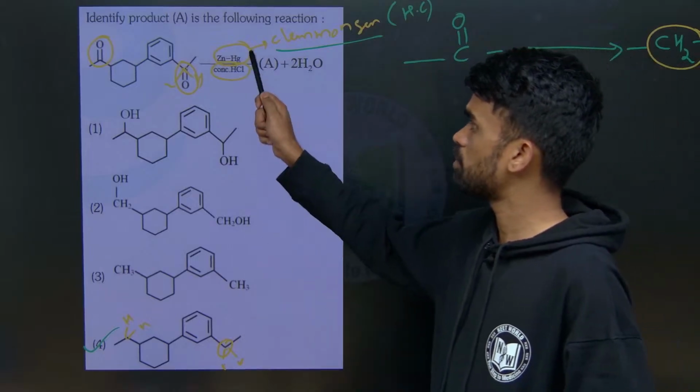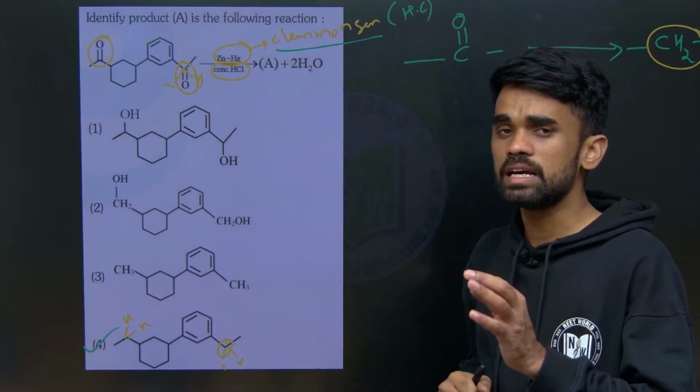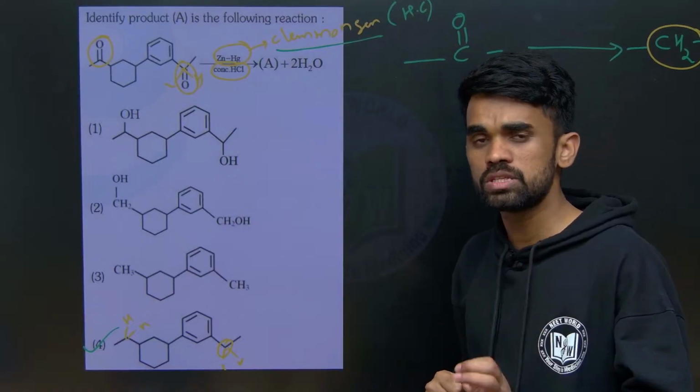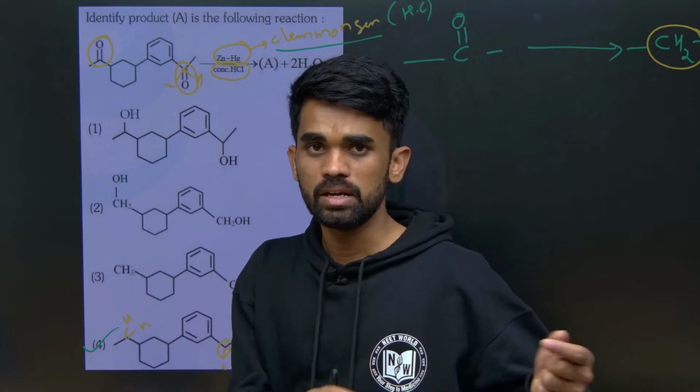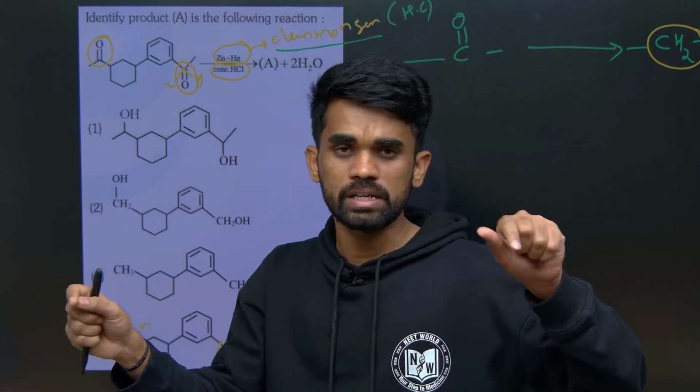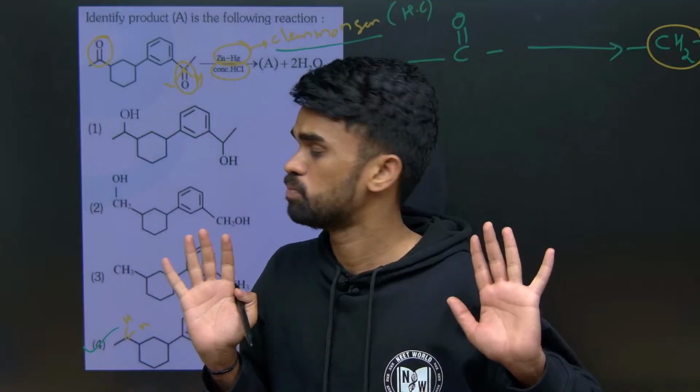Always remember, in the Clemmensen reduction, zinc amalgam in acidic medium is used, where the carbonyl group is converted into a hydrocarbon chain. If there is a CO bond, that will convert into a CH2 group. That's it, CH2 group.